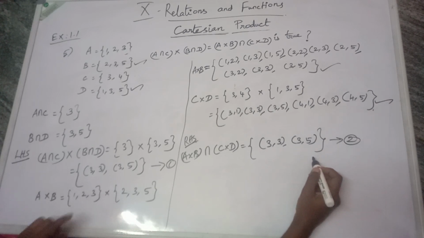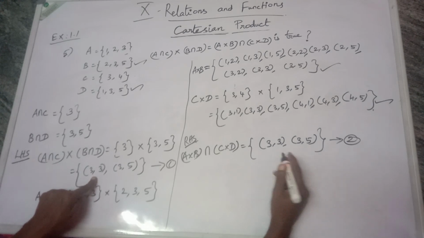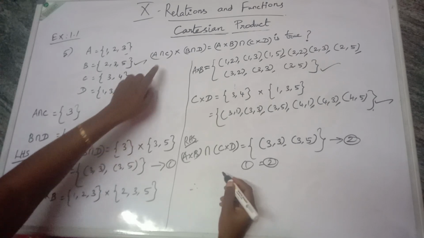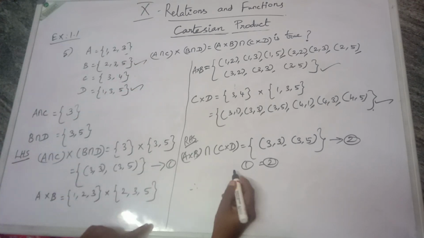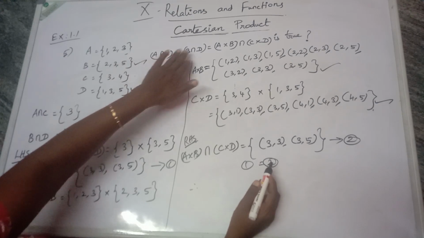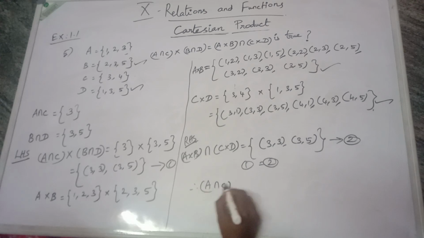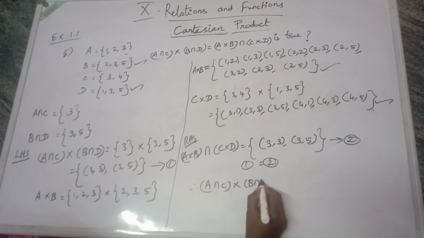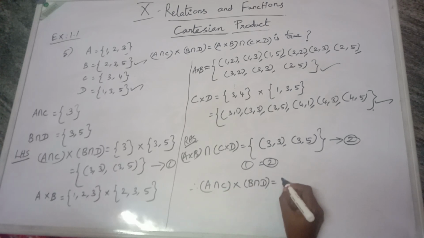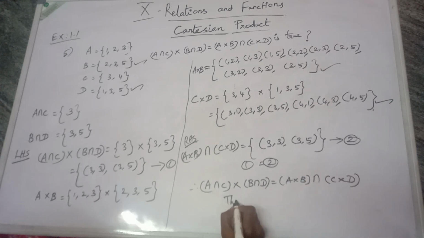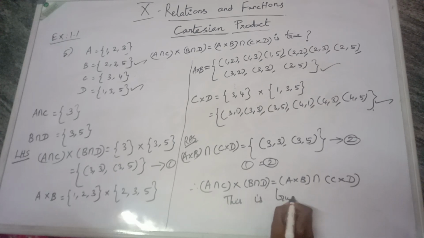Now you have to compare with 1. See that 1 here, and here 2 is 3 comma 3, 3 comma 5. So 1 is equal to 2. They have asked whether this is true or not. We have proved that this left hand side is equal to the right hand side, so the given statement is true. Therefore, A intersection C cross B intersection D equals A cross B intersection C cross D. Both are equal, and this is true. That's all.